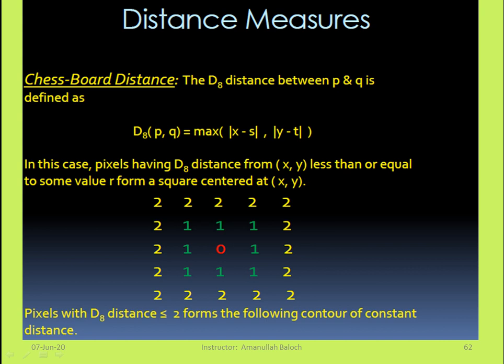All the pixel values I will calculate with this rule. Pixels with D8 distance less than or equal to 2 form the following contour. This is called a contour because these pixels are located at the surrounding of these red pixels. So these are considered as contours of constant distance: 1 1 1 1, 2 2 2 2. These are the constant distance.